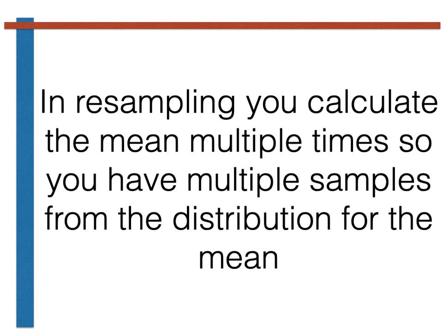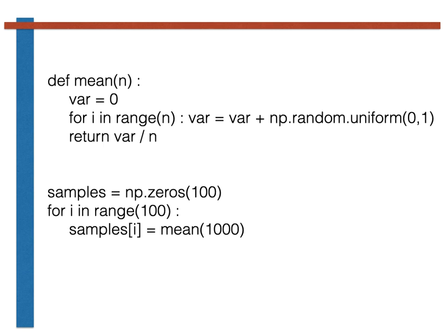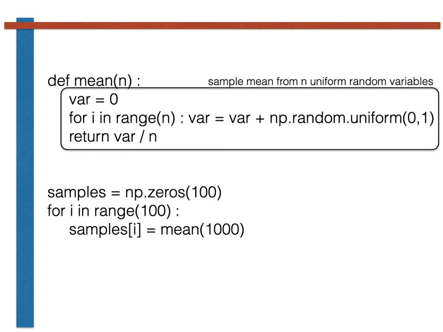This perhaps sounds complicated, but it really isn't. A Python program as simple as this one can be used to resample a sample mean. As you can see here, I have generated uniform random variables and added n of them together. The function at the top of this slide is thus a function for generating a sample mean from n uniform random variables.